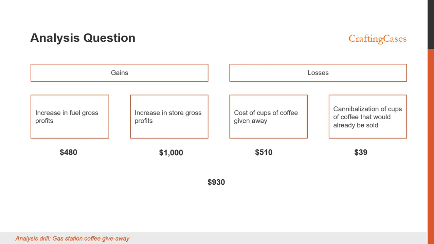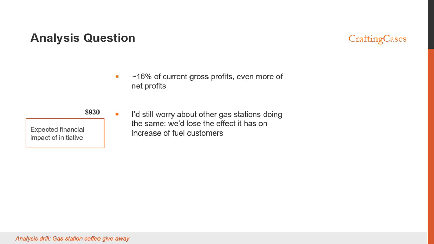So if I were to lose my increase in fuel gross profits, this would go down to around 500. So I would lose over 50% of the financial impact. Not to mention that I would not have these extra 10% customers buying in my store too. And so I would expect these 16% of increase in current gross profits to become, in the long term, around 8% of gross profits, which may be good enough. I need to ask my client what they think of this. Is this good enough for them?